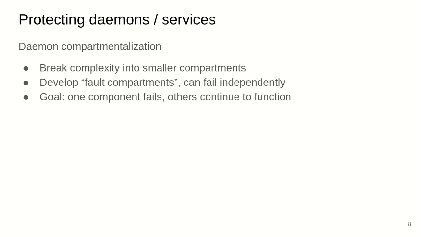Now, to protect daemons and services, compartmentalization is a key approach, and we've seen this very early on with Sendmail versus Qmail, where Qmail is broken into a bunch of different components. So break complexity into smaller components, and develop fault compartments which can fail independently and be restarted if needed, but don't have any additional privileges beyond the minimum needed. The goal here is that one component can fail, but others continue to function, allowing interaction.